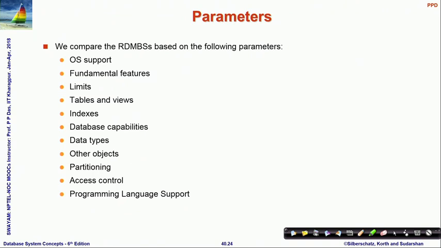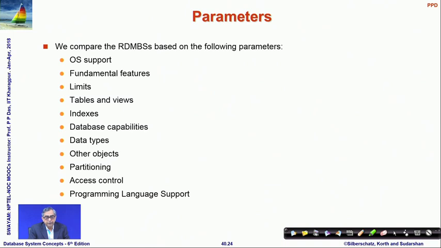Here are some of the parameters on which these database systems vary in a minimal to a very large extent: what operating systems it supports, what are the fundamental features, what are the limits. For example, every database sets a number of limits in terms of the index size, in terms of the table size, and a whole lot of that. How are the tables and views created, what kind of restrictions you have, what kind of indexes are supported, the capabilities, the data types the different databases support.